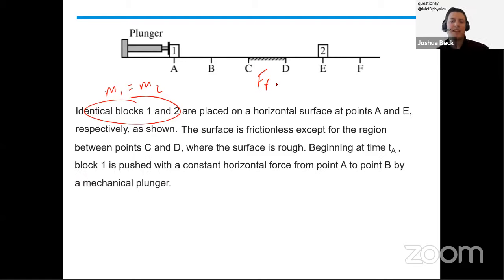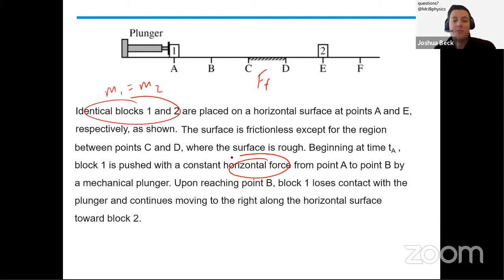Then I keep reading. It says, beginning at time TA, the block is pushed with a constant horizontal force. Okay, cool. So there is going to be a constant force. A constant force means there'll be a constant acceleration for this block. It'll experience a uniform acceleration. Now I see that upon reaching point B, the block loses contact with the plunger. So that means from here to here, I'm going to have this uniform force. But once I get to here, that force is going to drop down to 0. Okay, so I only have that applied force from A to B.